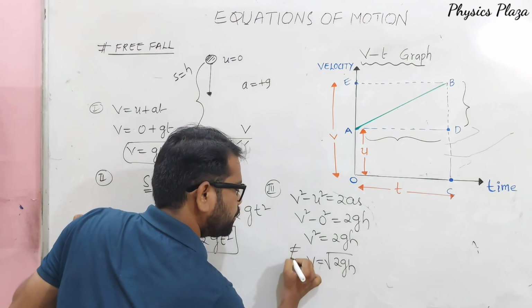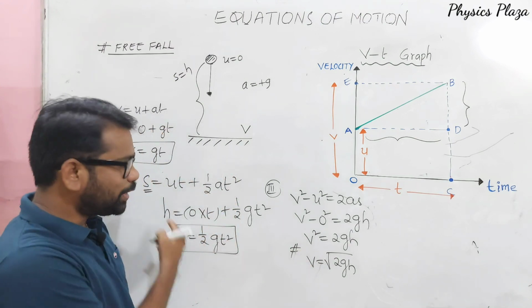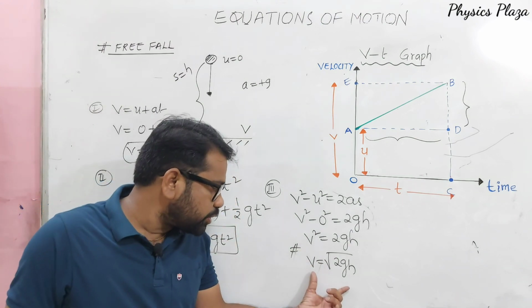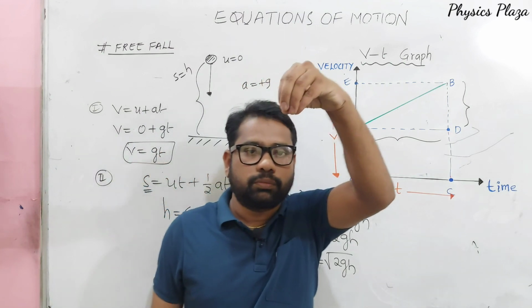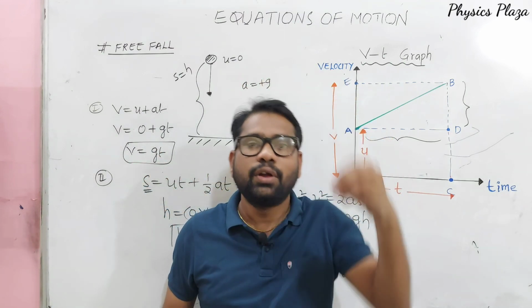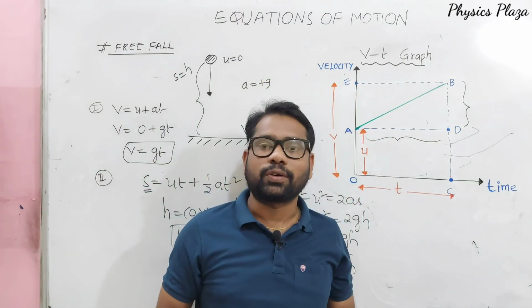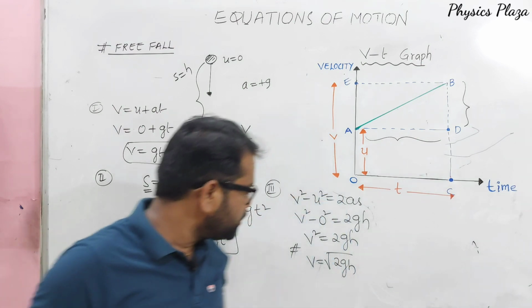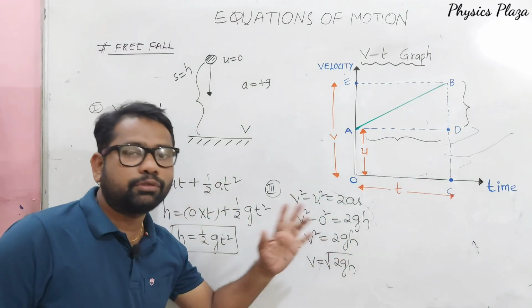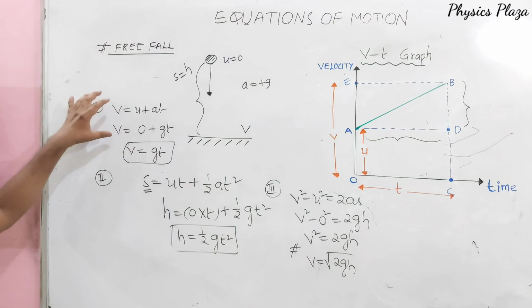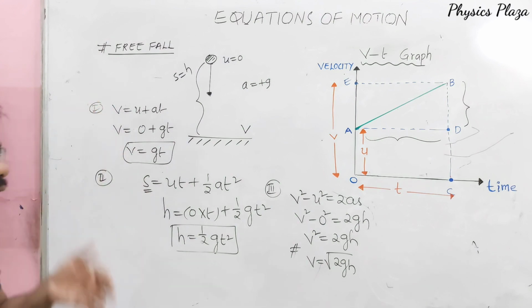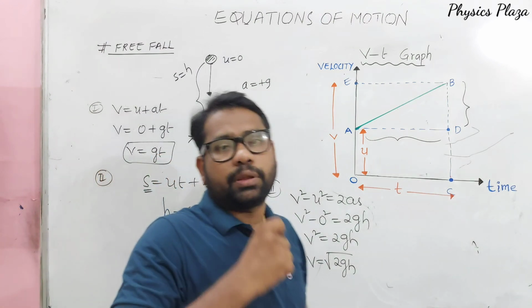Children, this is very important. Of course, all are important. But what is special about this one? If any object is thrown from a certain height, with what velocity does it hit the ground, how can we calculate? By using v is equal to square root of 2gh. So dear children, this is how equations of motion are modified in the case of a freely falling body.